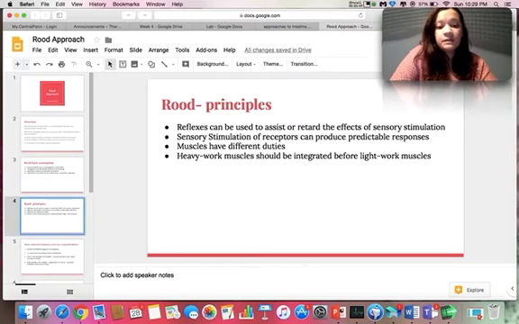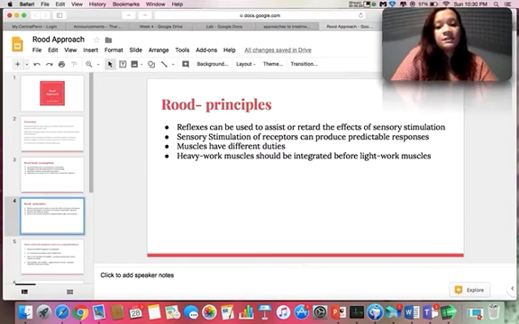Some principles of Rood. The first one is that reflexes can be used to assist or retard the effects of sensory stimulation. So we can use these reflexes to influence muscle tone. Think back to the tonic neck reflex and the tonic labyrinthine reflex. Changes in head position and the head and neck position can result in an increase or a decrease in muscle tone. We can use that to facilitate treatment and get the outcomes that we're looking for.